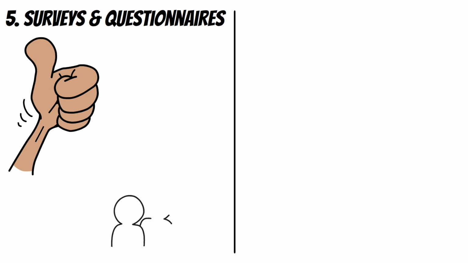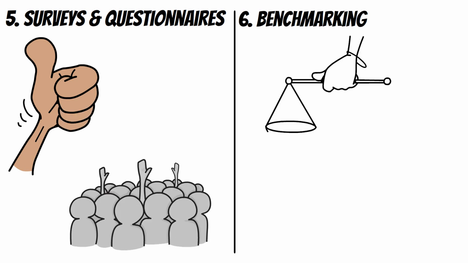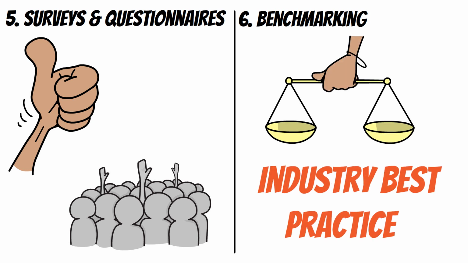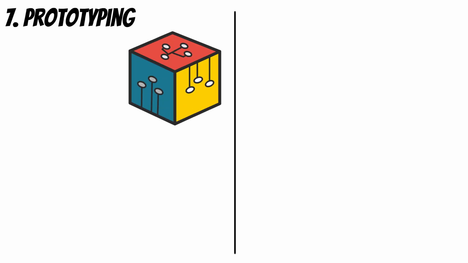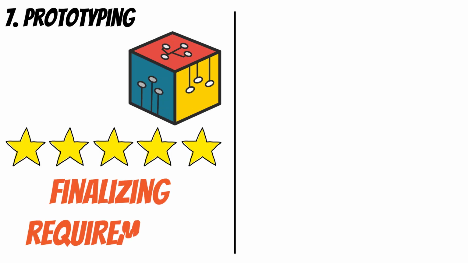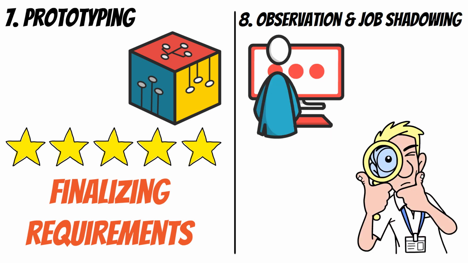5. Surveys and questionnaires. Great for gathering input from a large number of stakeholders. 6. Benchmarking, comparing project requirements against industry best practices. 7. Prototyping. Creating a preliminary version of the product to gather feedback before finalizing requirements. 8. Observation and job shadowing. Watching end users in action to identify unspoken needs.